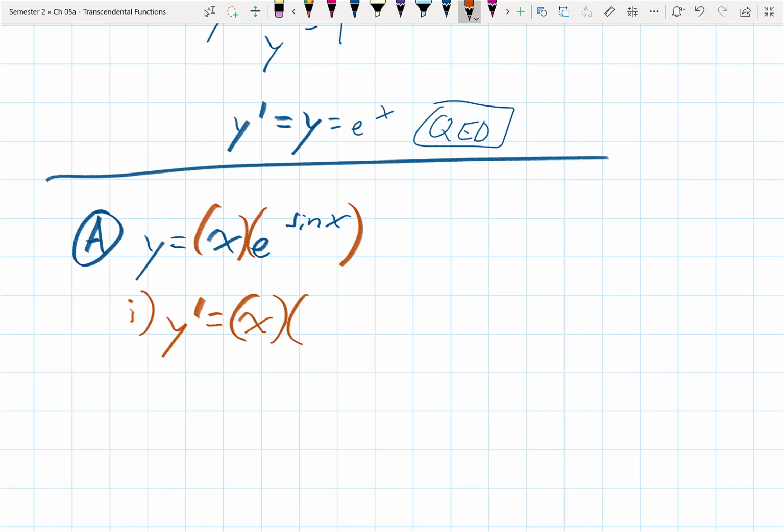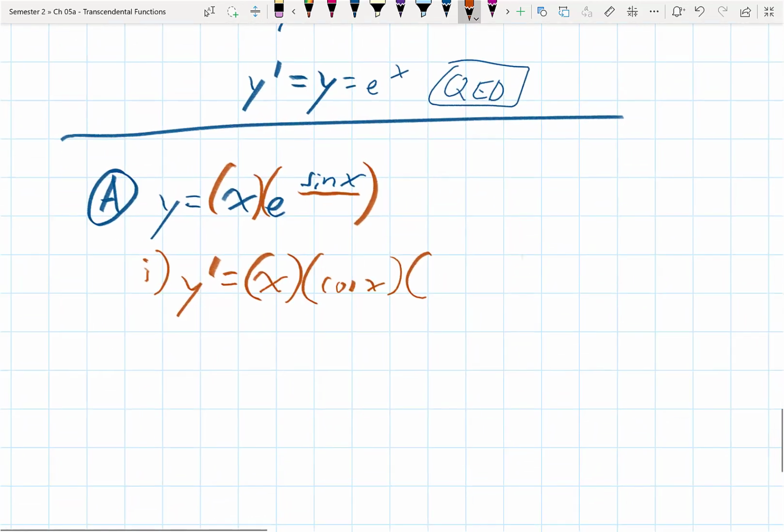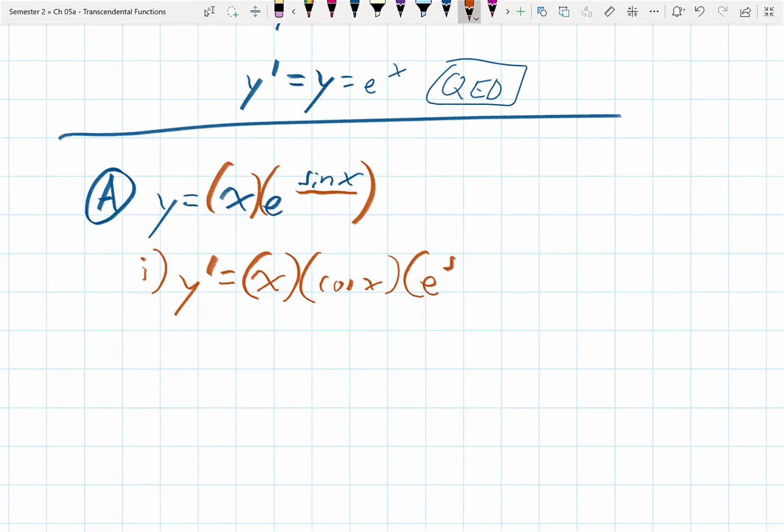The derivative of the second involves doing a chain rule derivative. So what's the derivative of sine of x? And then what's the derivative of e to something? E to the something. E to the sine x. So that's product rule. First times derivative of the second plus second, e to the sine x, times derivative of the first. And the derivative of the first is just 1. So this is my raw derivative.